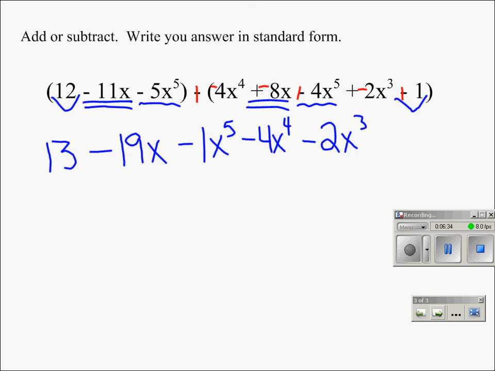Now we need to write it in standard form. My highest degree or exponent is this x to the 5th. I'm going to make sure I take the sign in front of it with it. So it's a negative x to the 5th. You can keep the 1 there if you want, not necessary though.